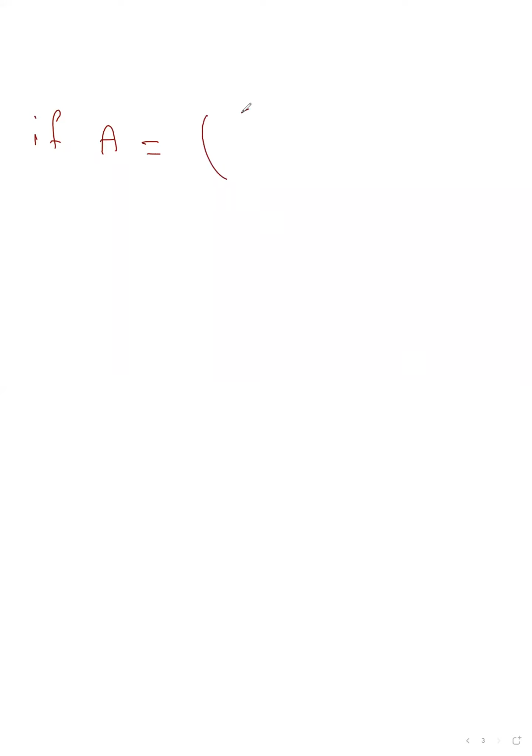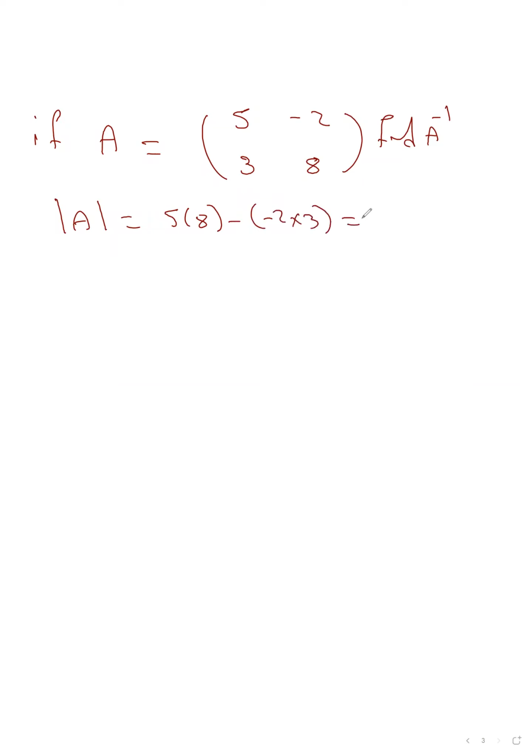A equals 5 negative 2 3 and 8. Find A power of negative 1. الأول هنجيب determinant of A which is 5 times 8 minus negative 2 times 3. يعني equals كام ده؟ equals 40 plus 6. 40 plus 6 equals كام؟ 46.